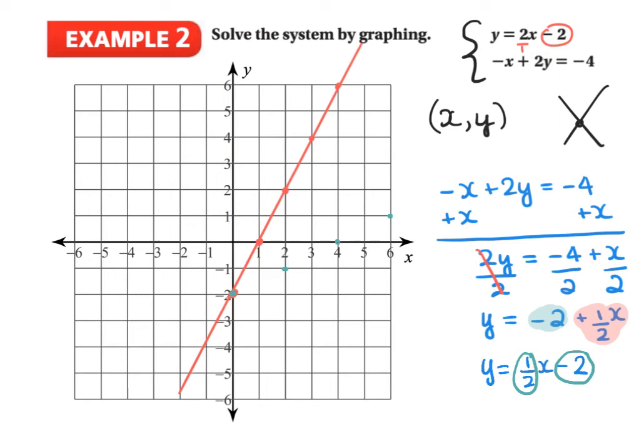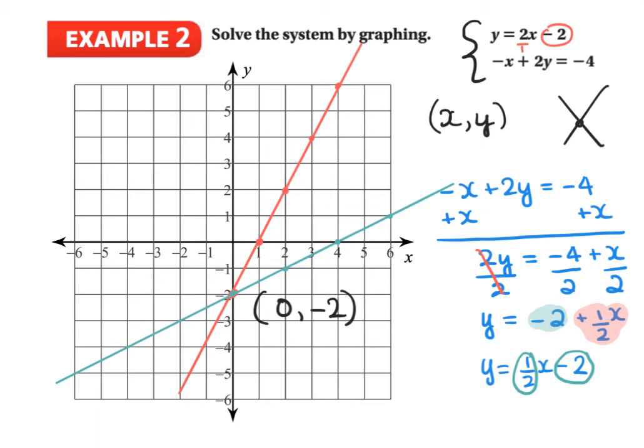So I'm just getting a ruler and trying to make sure I'm going through all of my points. And there I go. So now I've got my two lines. I can see now that the point of intersection is right here. So my solution for this one is going to be 0 and -2. So my solution is 0 and -2.